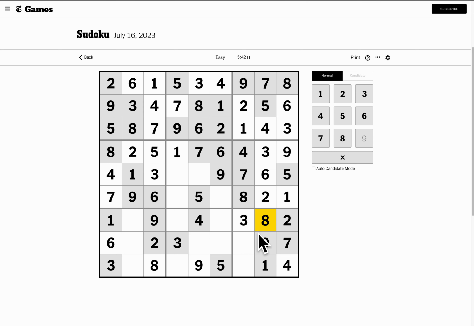Okay, column seven. I need five and six, and I can write those in. Row six, I need four and three, and I can write those in. Box five now needs two and an eight, and I can write those in. Okay, column four needs two and eight. Whoops. I already have an eight in there. Two and six. So that should be six. That is a two. Row nine needs a seven.